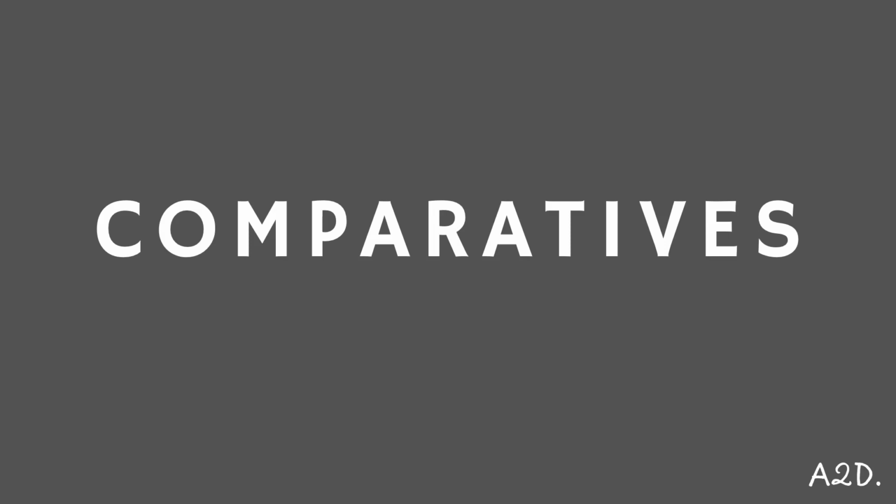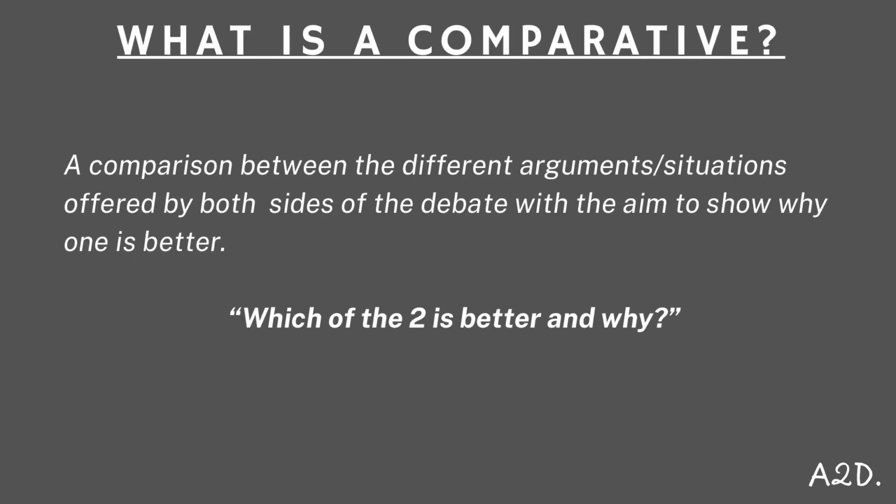With that said, firstly, what is a comparative? In debating, a comparative is pretty much you comparing two different arguments or scenarios or situations that both sides have offered, and the whole aim is to show why one is better. A common phrase that a lot of individuals use is "on the comparative, which of the two is better and why." And that's something I've usually used as my way of remembering comparatives: the phrase, which of the two is better and why.